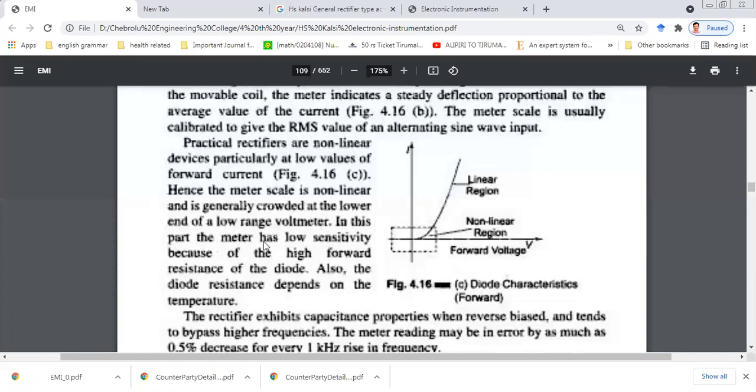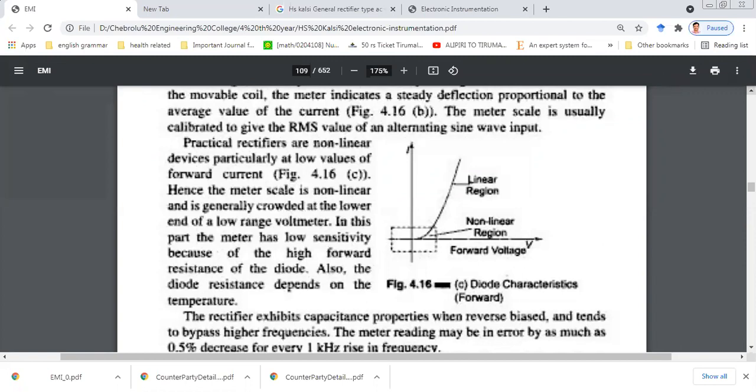So there is a chance of getting some error values by using AC voltmeters depending upon the temperature variations. If the temperature is maintained constant, we will get the correct values. If the temperature is changing from time to time, then we will get some errors. That will also be considered a systematic error.